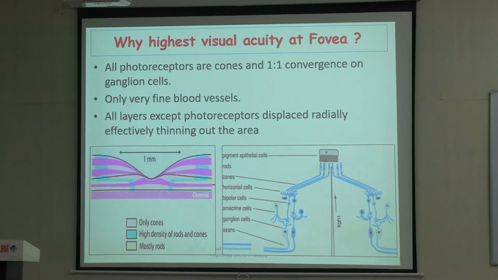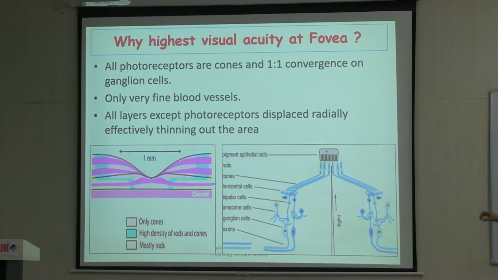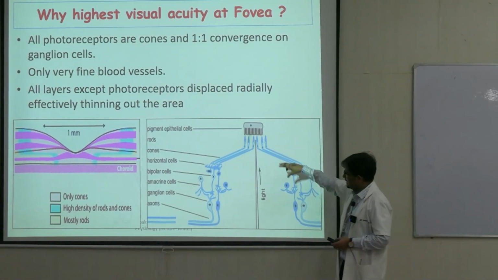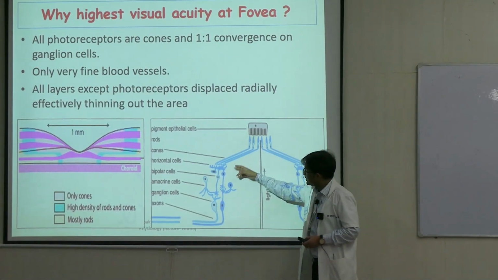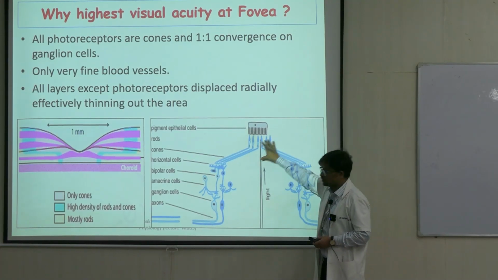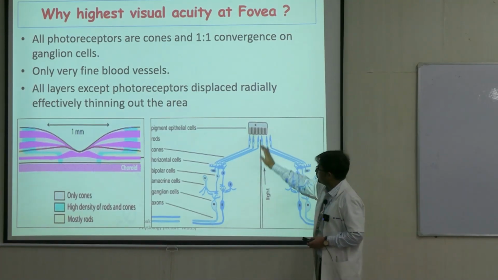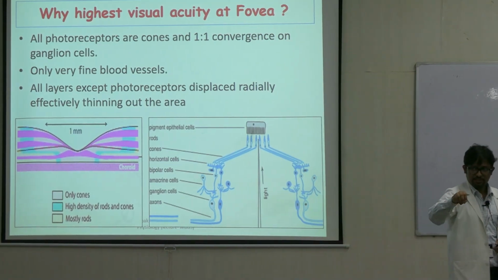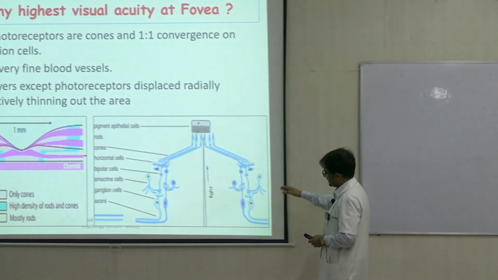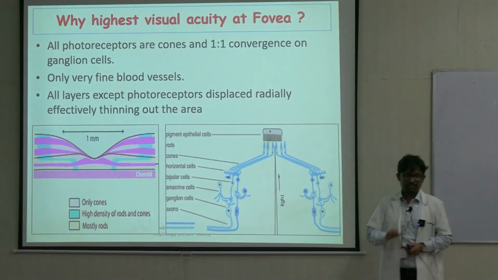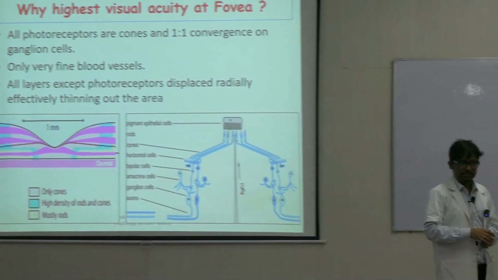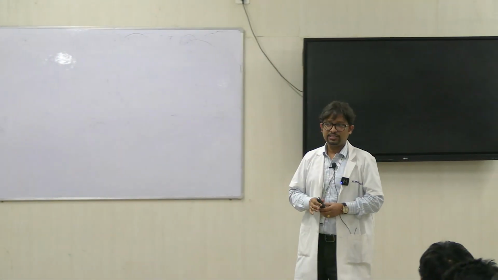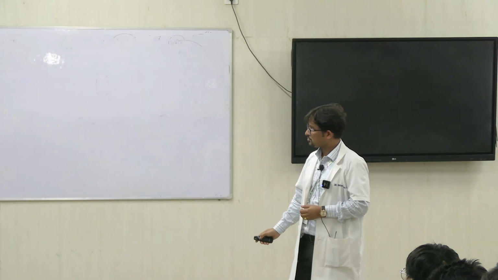Only very fine blood vessels are present over here. And a very interesting thing is that in the fovea centralis, the other layers of the retina are radially displaced. This actually thins out the area. Light travels through it more efficiently. It need not pass through all the remaining layers to reach the receptor. Because they are radially displaced, it directly reaches the receptor. So these are three reasons why visual acuity is highest at the fovea centralis. This is again one more important point. Give these reasons from your exam point of view.